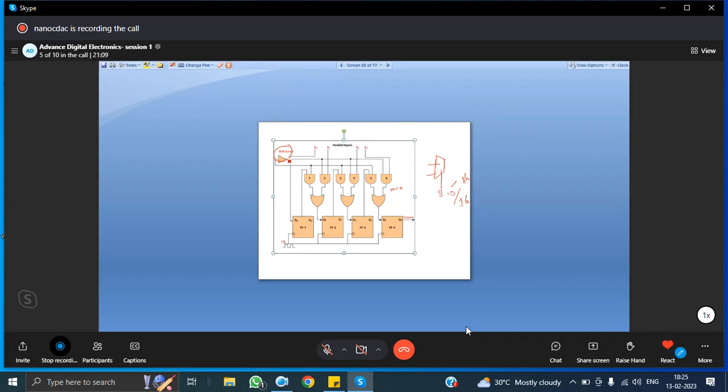So here B0, B1, B2 and B3 are there. Shift or load, what I am doing is, in case this is equal to, this is the input.